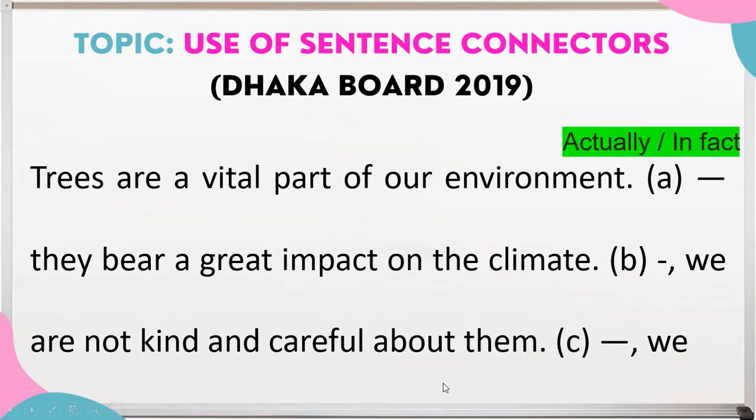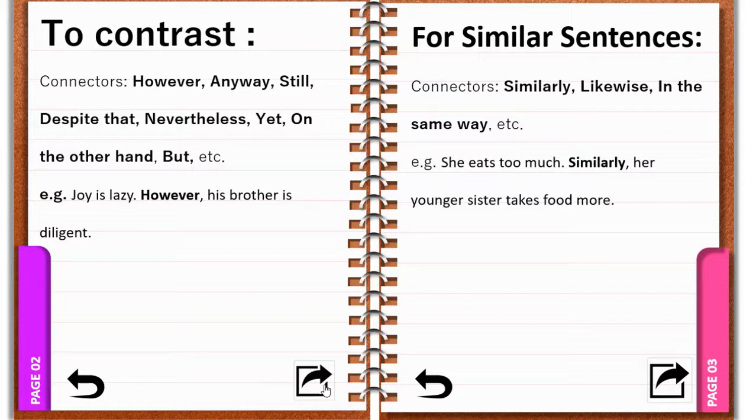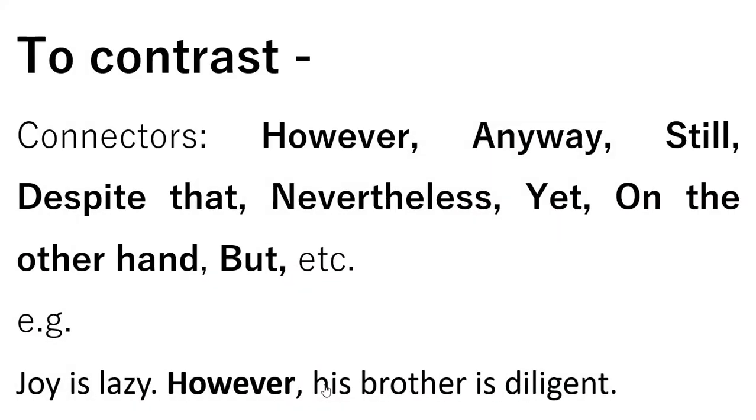Now question number B. We are not kind and careful about them. This sentence indicates contrast. So hopefully you have answered. Let's match with the answer shown on the screen. Yet, still. Let's get into details. To contrast, connectors: however, anyway, still, despite that, nevertheless, yet, on the other hand, but, etc. For example, Joe is lazy, however, his brother is diligent.